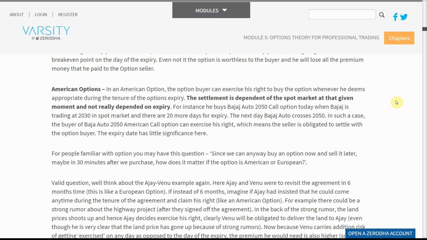For instance, he buys a Bajaj Auto 2050 call option today when Bajaj is trading at 2030 in the spot market, and there are 20 more days for expiry. The next day Bajaj Auto crosses 2050. In such a case, the buyer of the Bajaj Auto 2050 American call option can exercise his right, which means the seller is obligated to settle with the option buyer. The expiry date has little significance here.